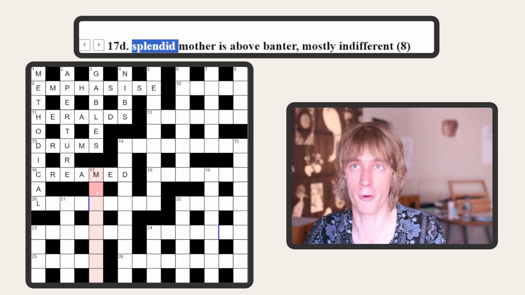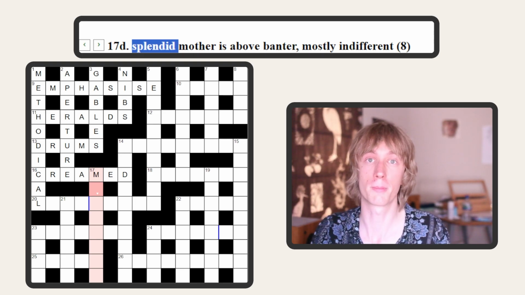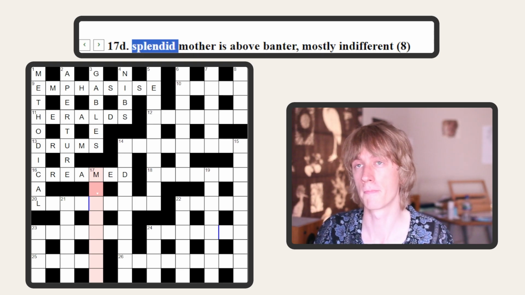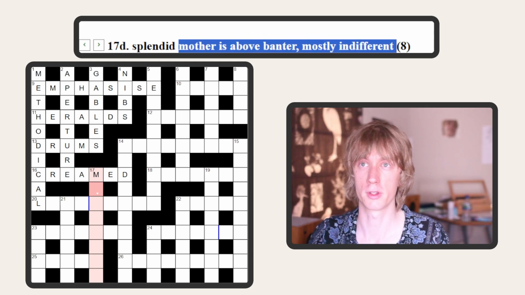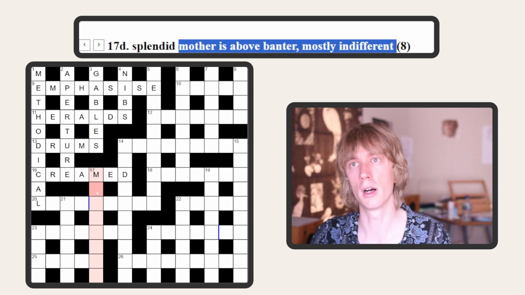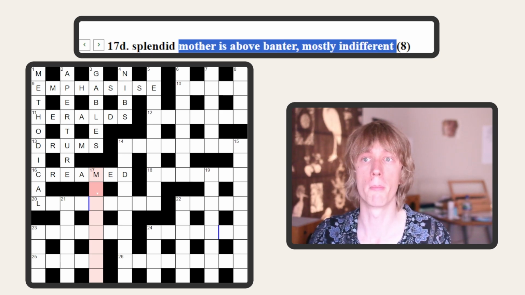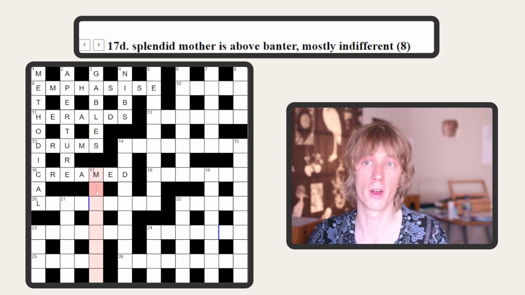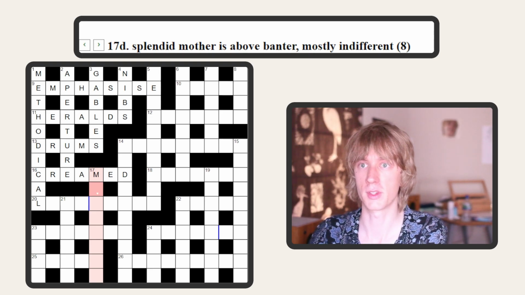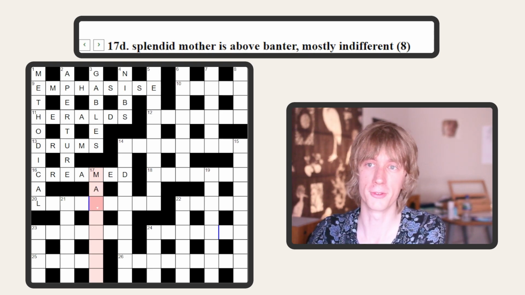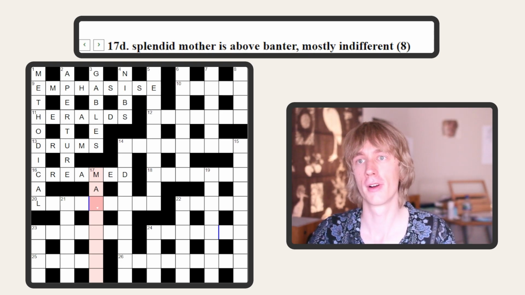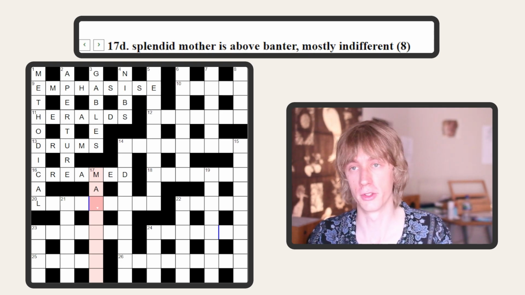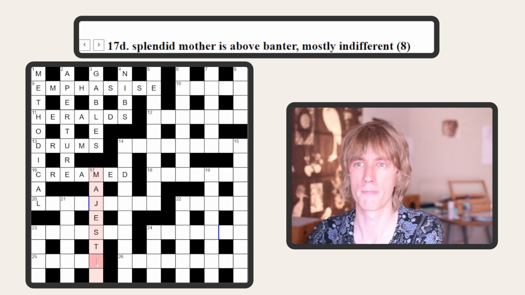So my operating theory to start with would be that splendid is the definition here. So mother is above banter, mostly indifferent, getting us a word meaning splendid. Or your mother can be your mum or your ma, and we have M in first position, so that makes a lot of sense. And that goes above, and you can see it's a down clue, right? So ma is sitting above a word for banter, and a word for banter is jest.